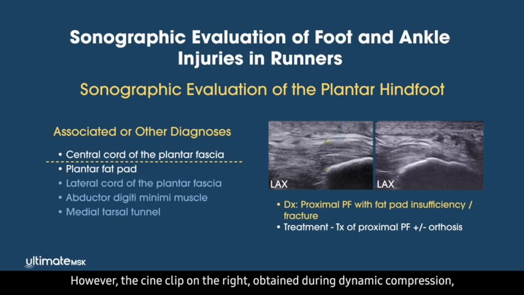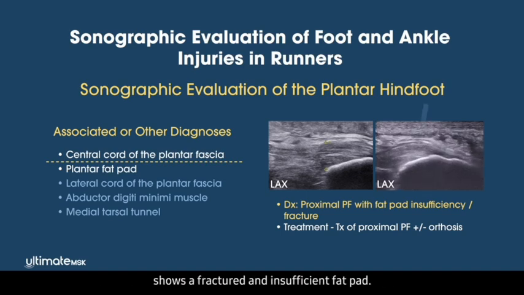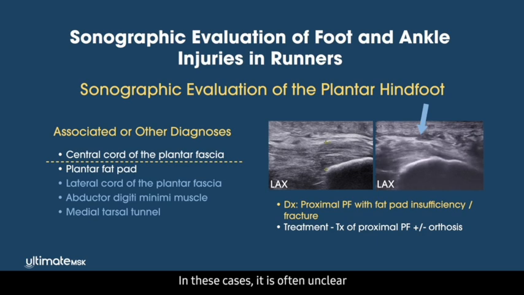However, the cine clip on the right, obtained during dynamic compression, shows a fractured and insufficient fat pad. In these cases, it is often unclear whether the primary pain generator is the central cord, the fat pad, or a combination of both.